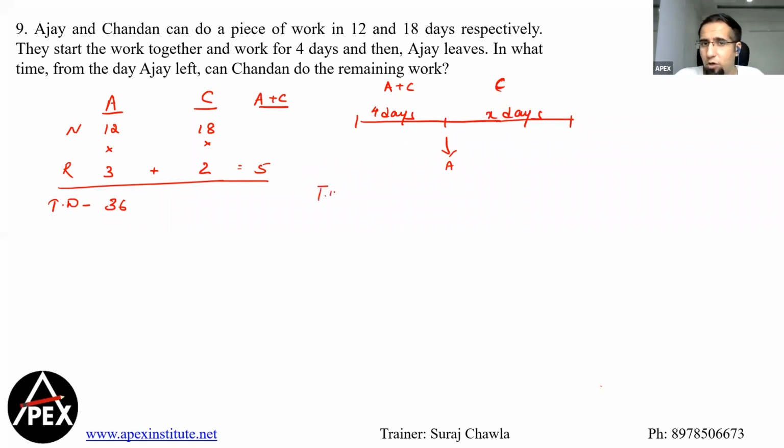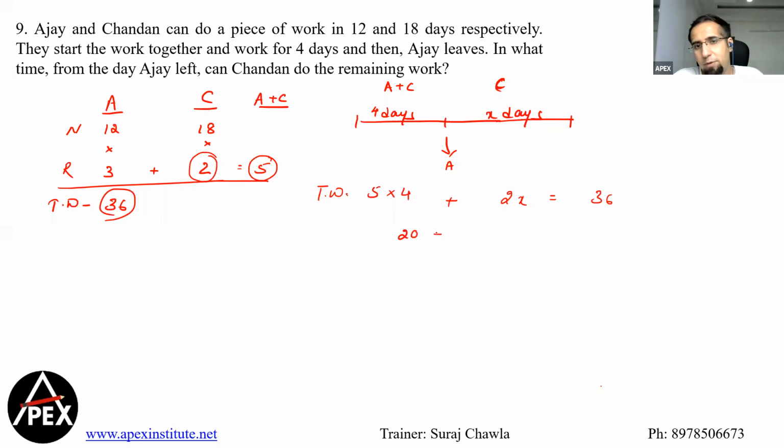We'll always be focusing on total work. In one day, A and C are doing 5 units of work. So in 4 days, they will be doing 5 into 4, that is 20 units. C in one day would do 2 units of work. So in the next days, C would do 2x units. Now this is my total work. As per our assumption, the total work is 36 chocolates.